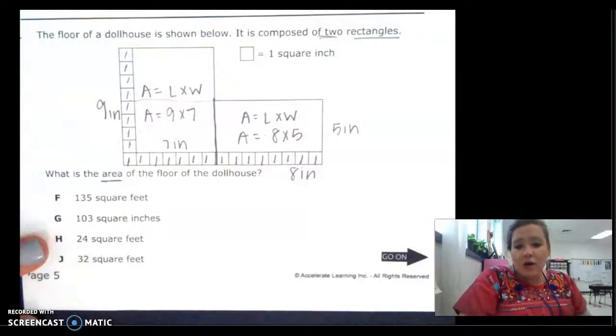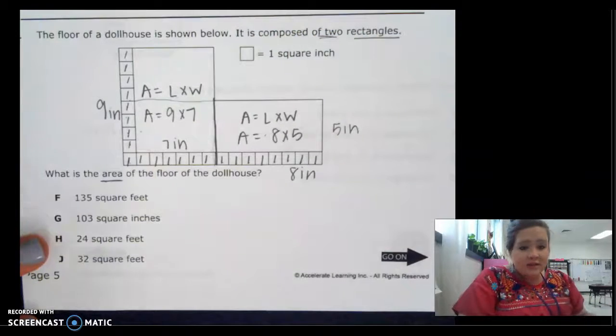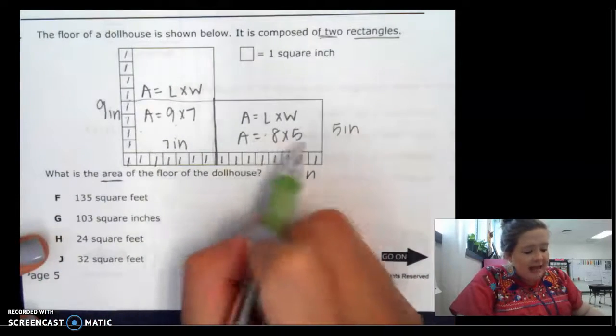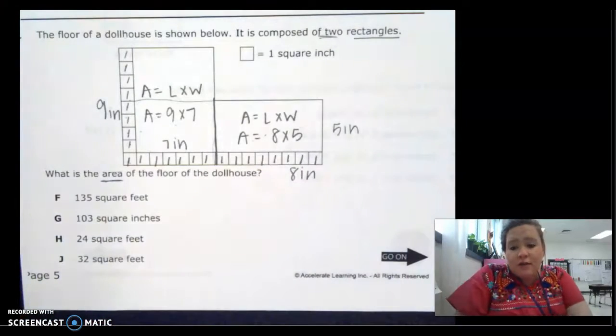Okay, I want you guys to pause this video. I've already set up the whole thing for you. Area is 9 times 7. Area is 8 times 5. What are we going to do when we find those two areas? Good, we're going to add them together. So I'm going to give you time to do that. Come back and check your answer.